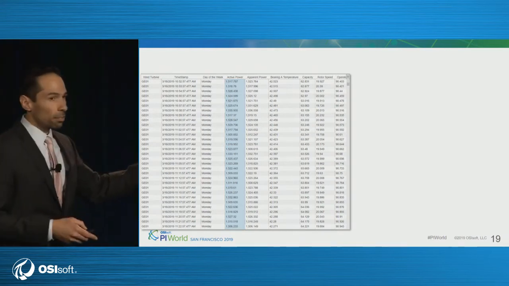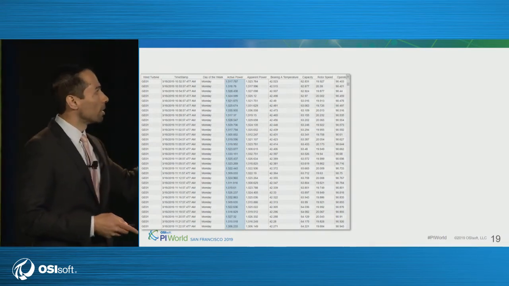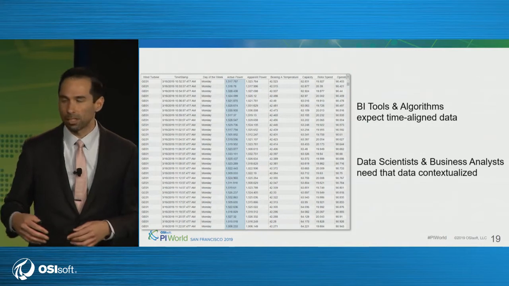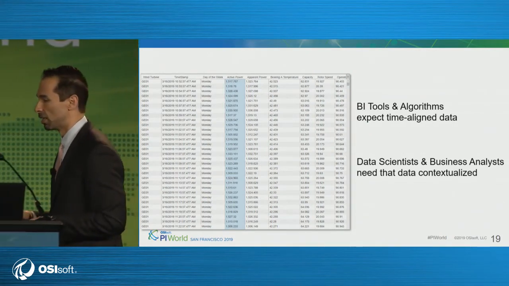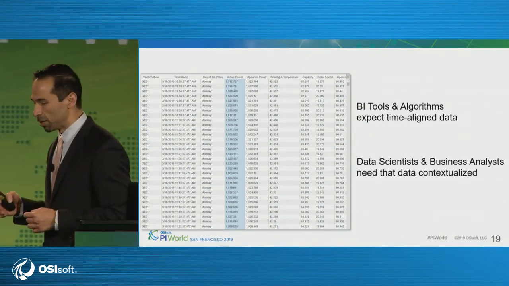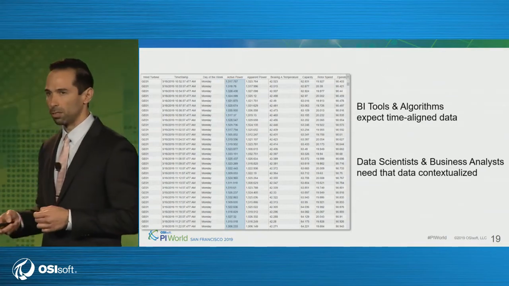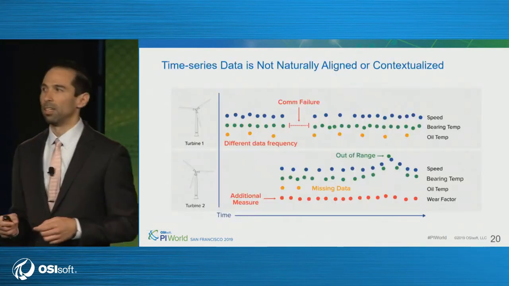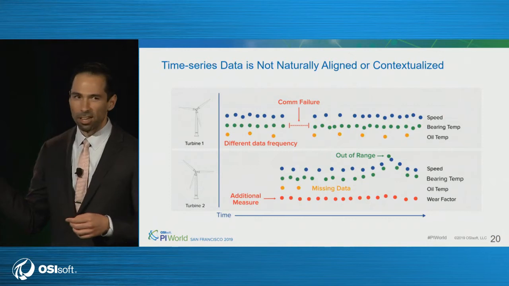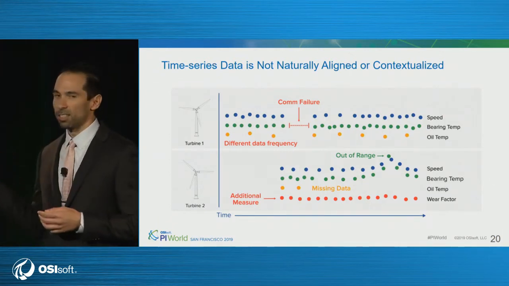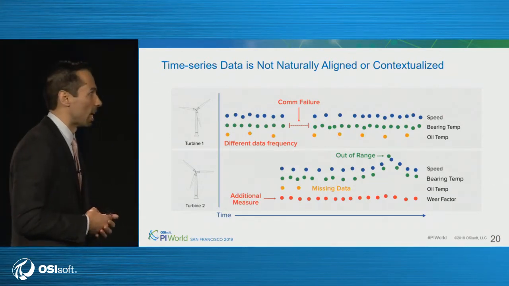So back to the data scientists, they need this format just because the algorithms expect it, or business intelligence tools expect it. You can't just plug in raw operational data. Why is that? Omar hinted at it earlier. The data just doesn't come born naturally aligned.